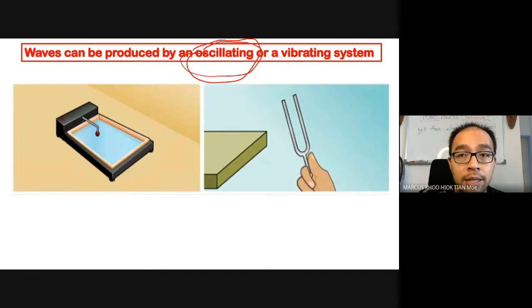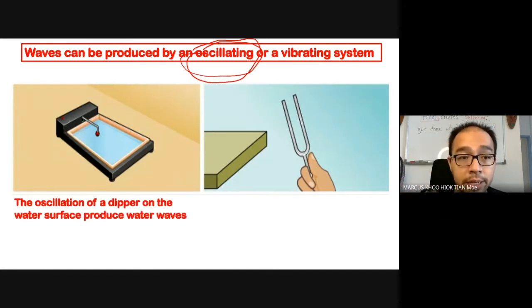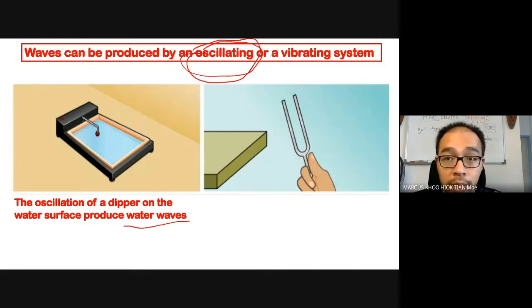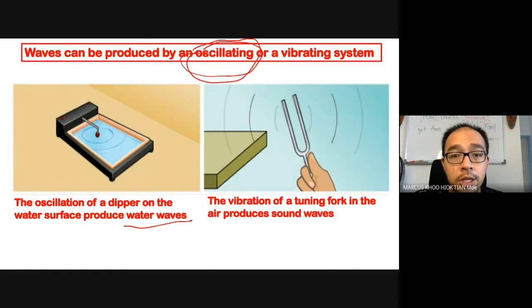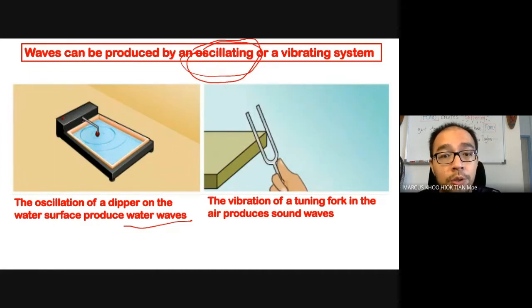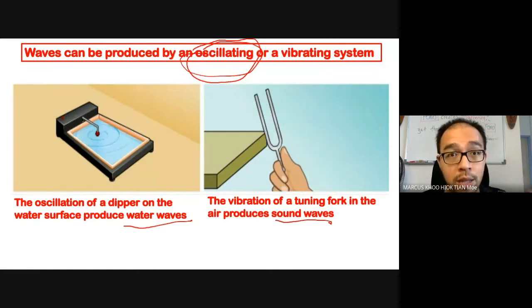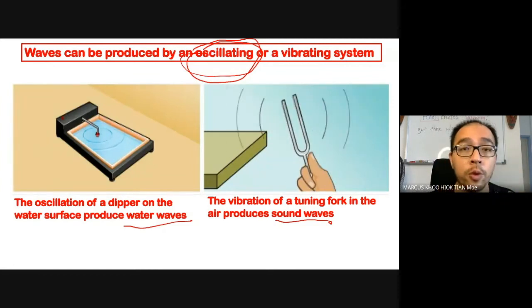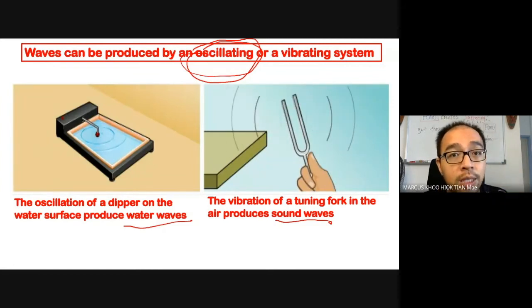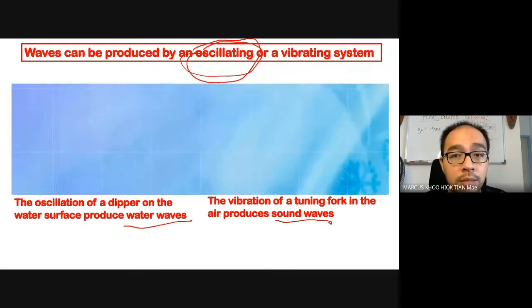In the first situation, the oscillation of a dipper on the water surface will produce water waves. Obviously. But the vibration of a tuning fork produces sound waves. So there are different types of waves that we will be looking at in this chapter. We look at water waves, sound waves, light waves: water, sound, light. I think these are the three most important ones.